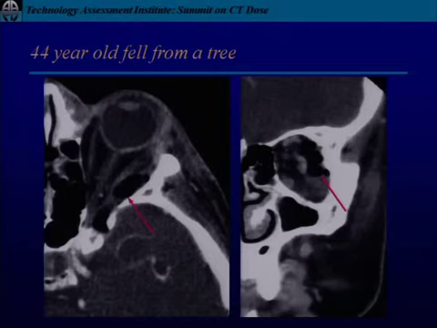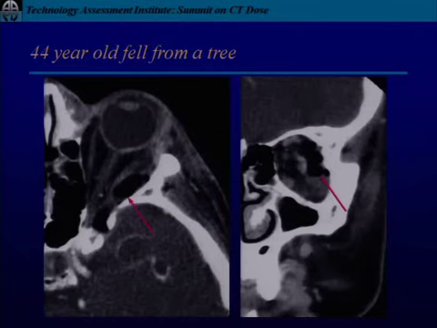Okay, there's another routine trauma head scan. A 44-year-old fell from a tree. You ask the question, what was a 44-year-old doing in the tree? But you don't stop to ask that question. You just look at the images. Say, well, there is some air in the globe over here. Maybe there is some proptosis over here. Even though air was called, a fracture in the orbital bones was not found.